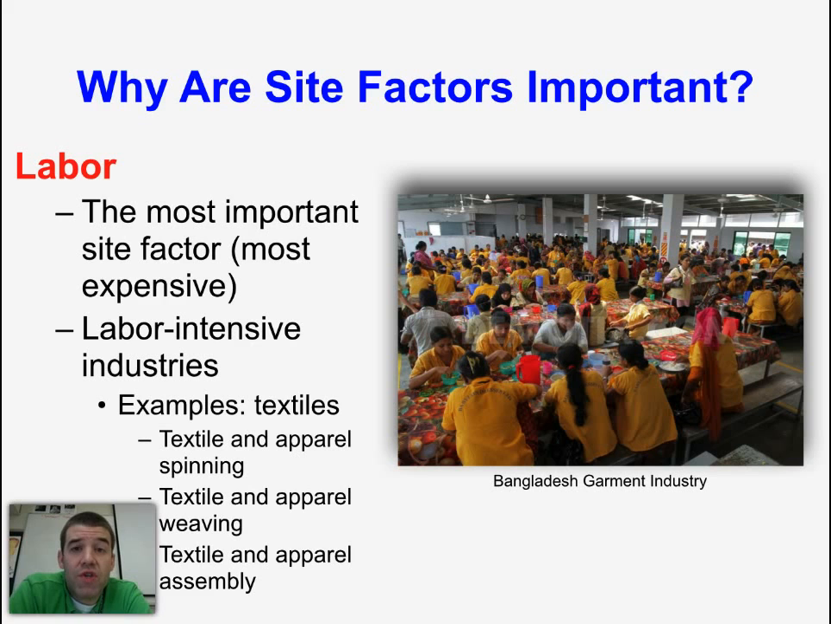A perfect example of modern day economics, global economics, is looking at Bangladesh and their garment industry. Because labor is so cheap, you see many clothing manufacturers having their clothing and garments produced in Bangladesh because that's where the labor costs are the lowest, even if they have to ship it a great distance to get it back to the U.S. markets.